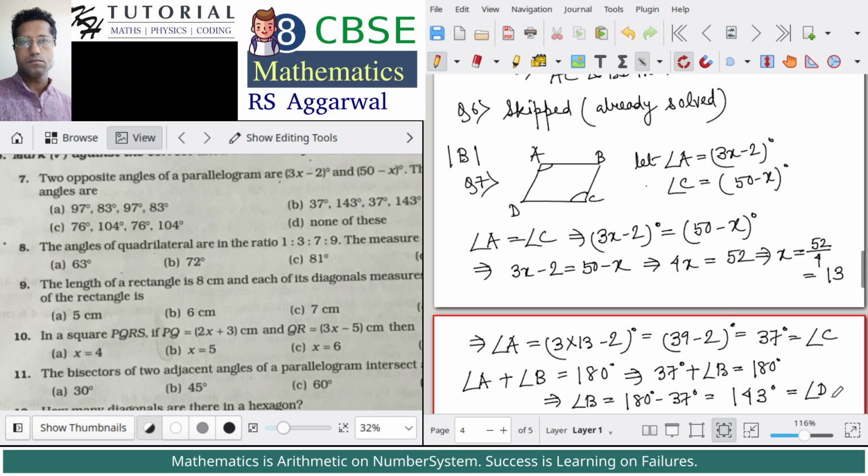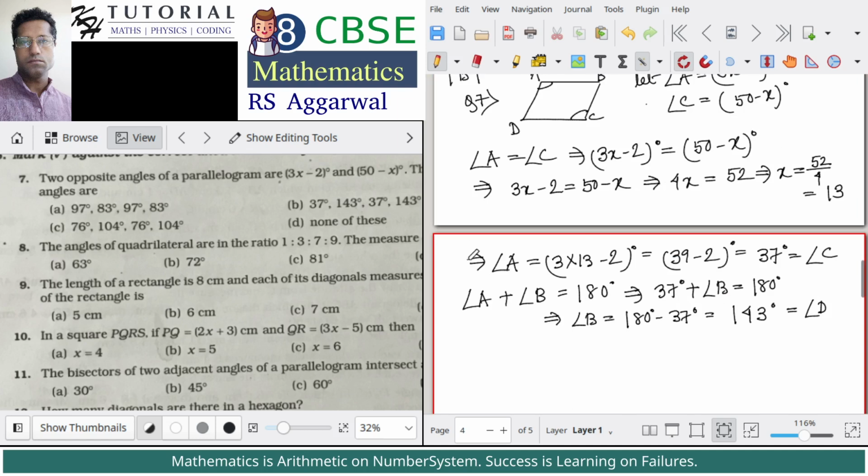So definitely the correct choice is angle A is 37, angle B is 143. So 37, 143, 37, 143. So the correct choice is D. Sorry, B is the correct choice. B is the correct choice.